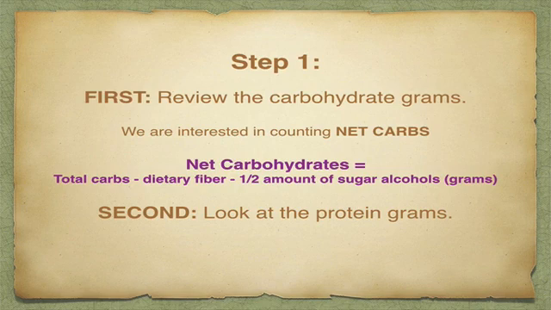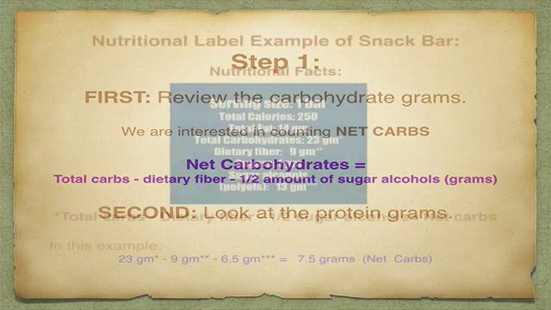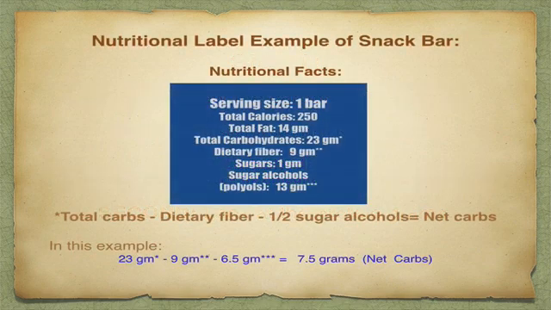Secondly, you're going to look at the protein in grams and see what that number is. There's no calculating with that, no subtractions, so you just look at the protein amount for that serving size. So, keeping those principles in mind, let's look at a nutritional label example. And this is a made-up, basically protein bar, shall we say.